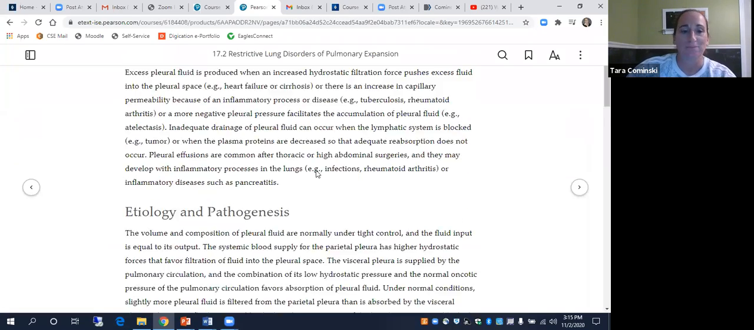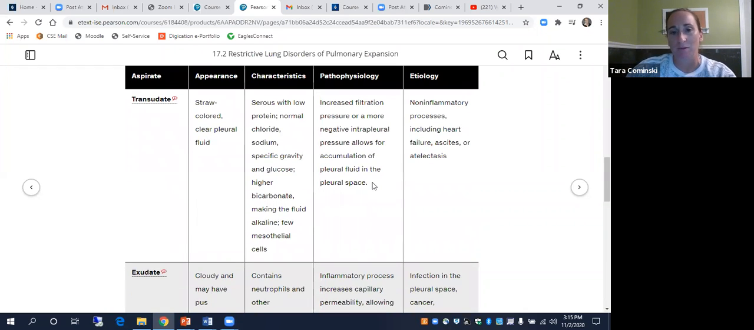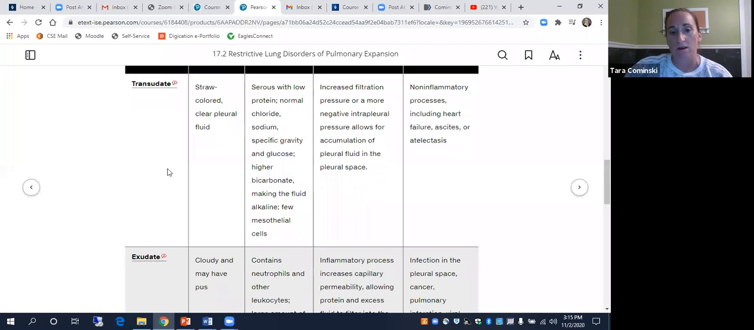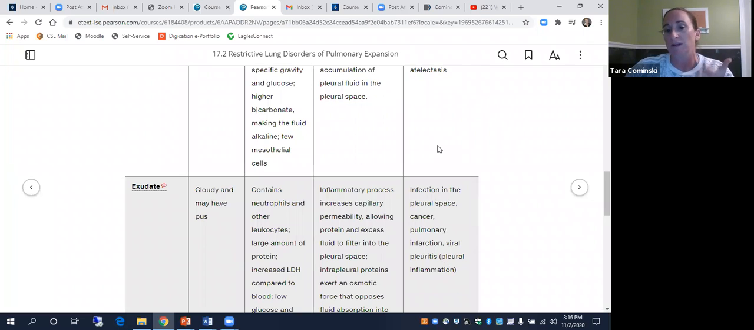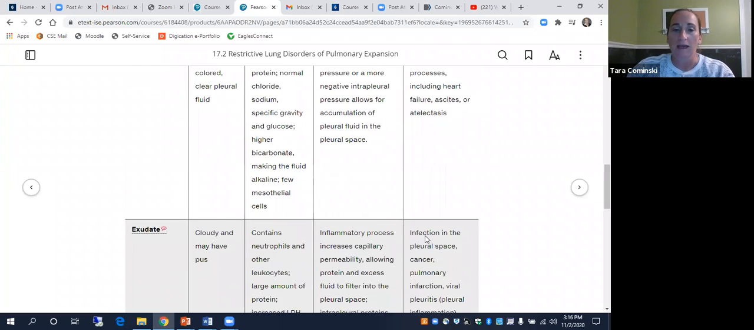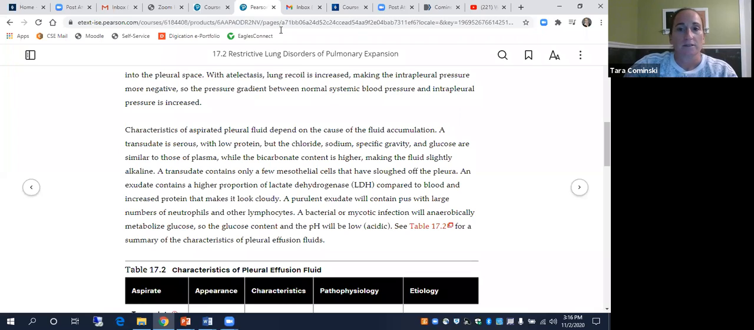Sorry. It's here. Right, so this is the table that I'm referring to there. Again, do you guys need to memorize any of this? No, but understand that depending on what type of fluid is there, and what the components of that fluid are, it's going to give you more information about what's going on. So if there are neutrophils and other leukocytes in that fluid, it's going to indicate probably infection, potentially cancer, okay? So again, it gives you information about what's going on.